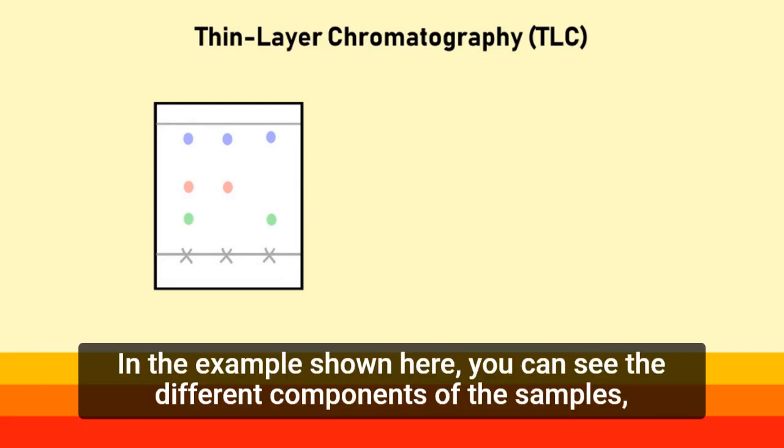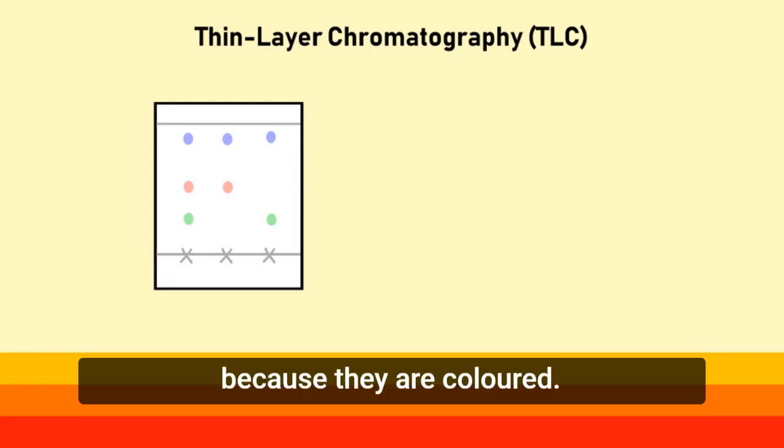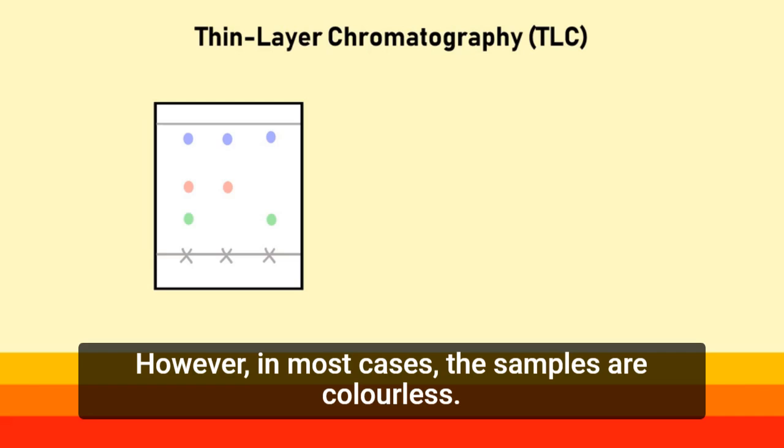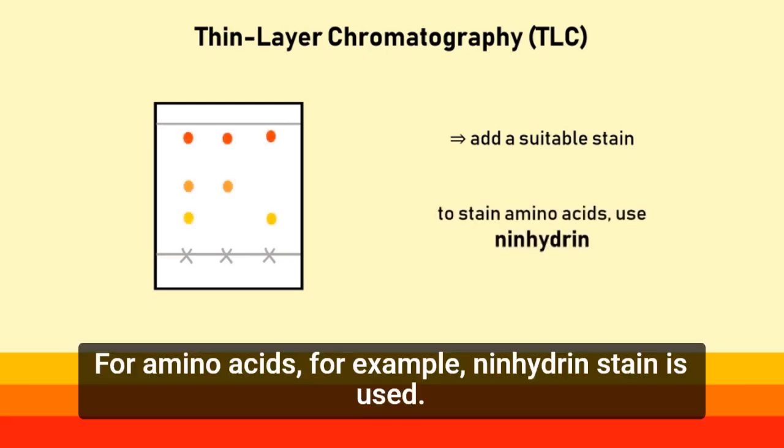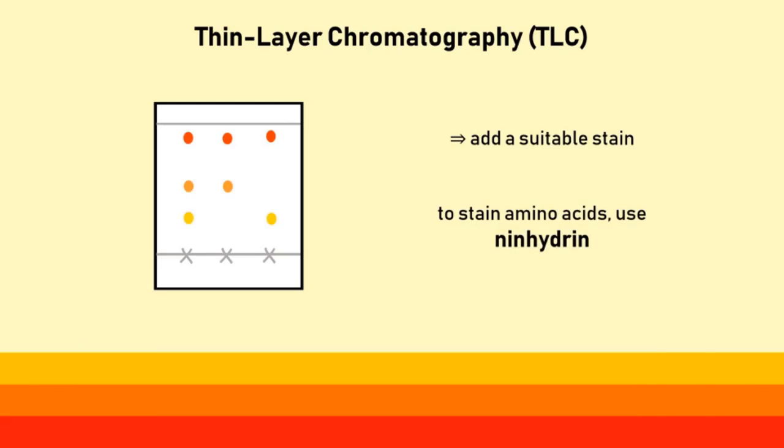In the example shown here, you can see the different components of the samples because they are coloured. However, in most cases, the samples are colourless. To view the spots on the plate, a suitable stain must be applied. For amino acids, for example, ninhydrin stain is used.